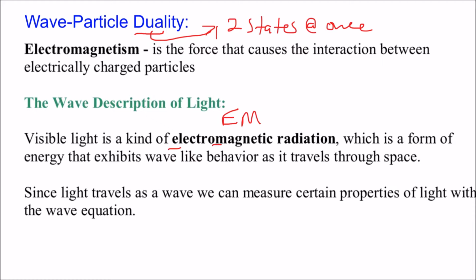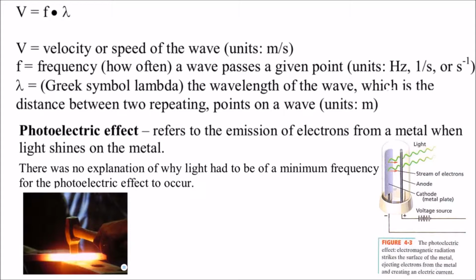Okay? And since light can travel as a wave, we can actually calculate certain things about it because we have a wave equation. Alright? And that wave equation we get from physics, and we're going to use it here in chemistry just a little bit. Alright? Okay, so let's briefly talk about what each of these variables here stand for, okay? So v is the velocity or the speed of a wave, and you need to know that. It's the speed, how fast it's going, and the standard SI units are meters per second, okay?